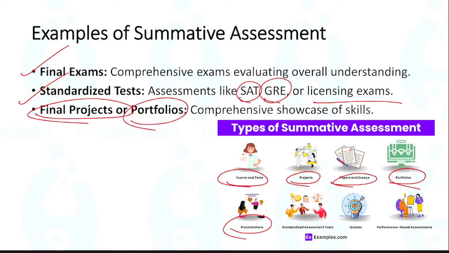Presentations at the end of the classes. Then standardized assessment tests like the NTET, then the AIPGT, NEET UG, NEET PG, all the variety of tests which are available in our area, right? SAT exams, then the GRE exams, then quizzes. Performance based assessment that is done in the OSCE system is also considered to be a summative assessment. So all these are examples of summative assessment that is done to evaluate the student's knowledge, to evaluate if the student has learned properly or not.